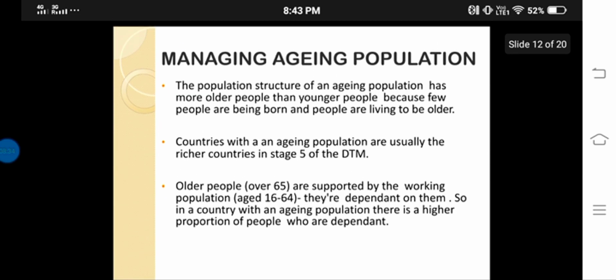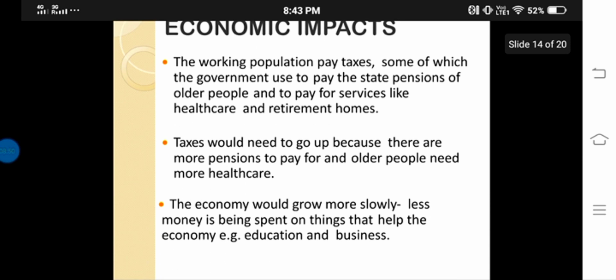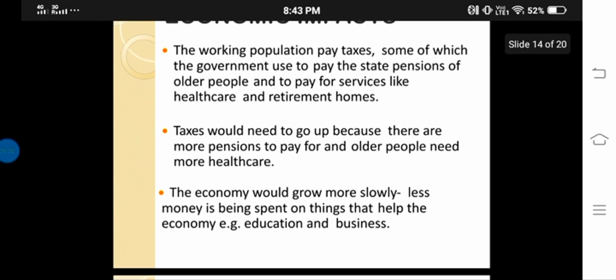Managing aging population. Aging population means there are older people over 65. India is not in this case because we have more youth population. So economic impacts, there is working population. If we have youth population, there will be more employment, working population will pay more taxes, and government can use this to pay pensions, right?